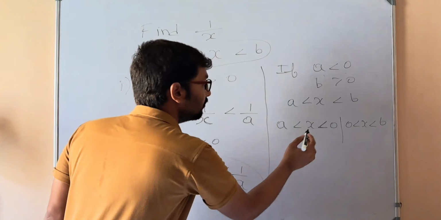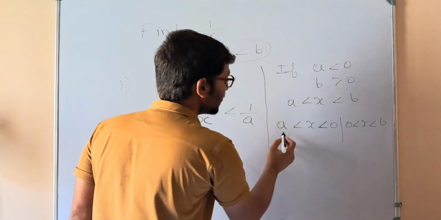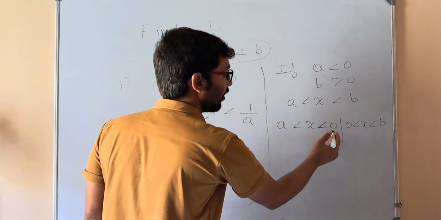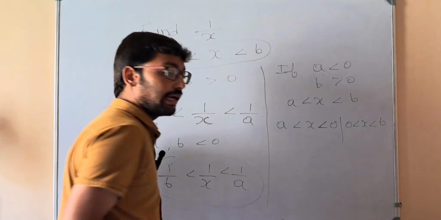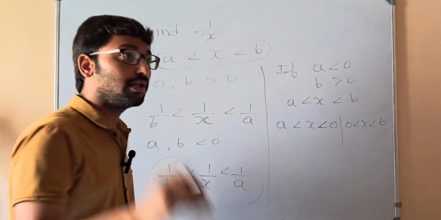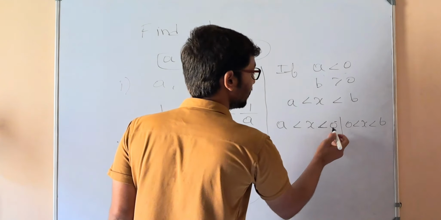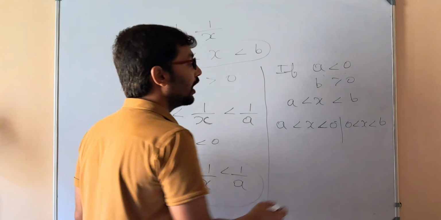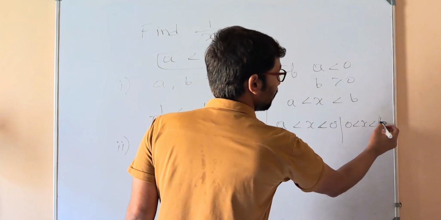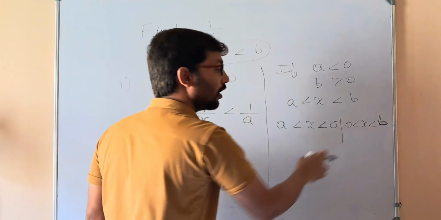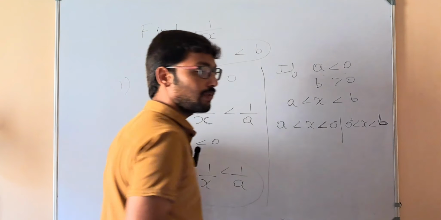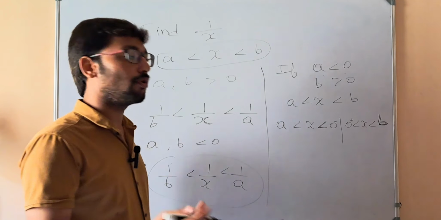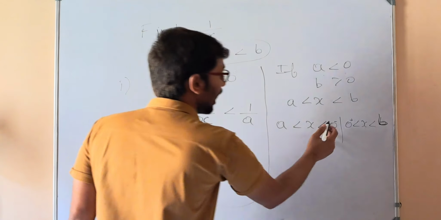Now a is less than 0, so I should consider all the negative values. This is 0, so I am considering only the negative values, less than 0, not including 0. And here b is positive, so I'm considering all the positive values from 0 to b. I don't want 0, I want positive values after 0. So that's why I'm writing it in this way.